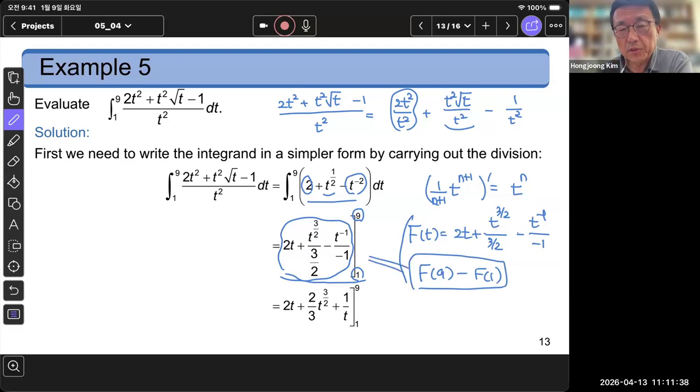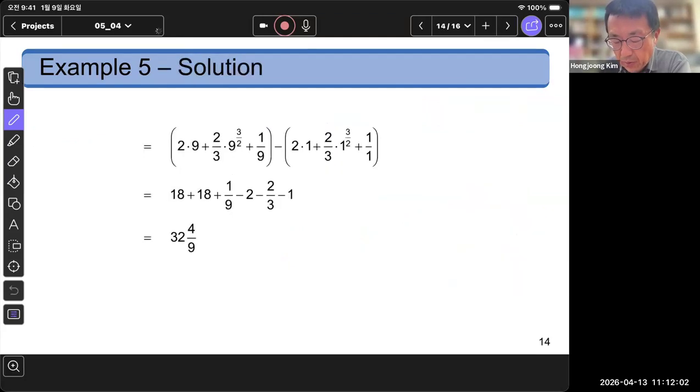Okay, so for simplicity, we use this notation to represent F of 9 minus F of 1, where F of t is given by this. So this notation means we evaluate that expression at point 9 and evaluate that expression at point 1, and we consider their difference. If I evaluate that expression at the upper limit and lower limit and consider their difference, we get some number, and that is the definite integral.